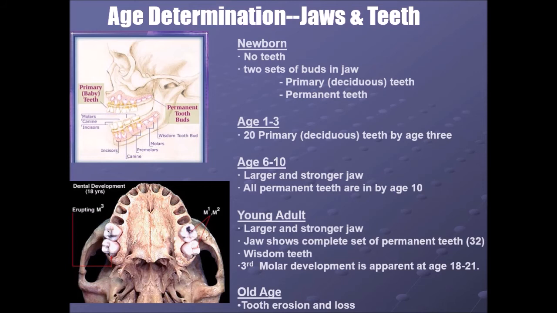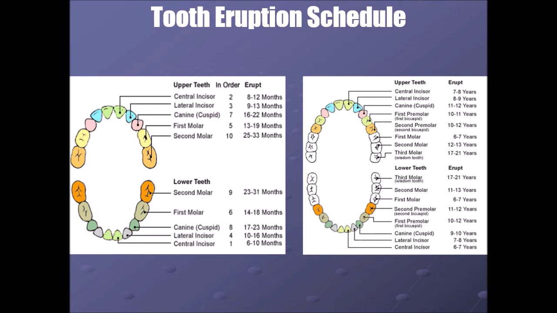Old age, now we start to see tooth erosion and tooth loss. Although we know people can lose all their teeth at a very young age. It happens. It's more rare, but it happens. We also tend to see more and more tooth reconstruction, especially these days. So you'll see a lot of crowns, a lot of fillings, those kinds of things start to happen more and more in old age.